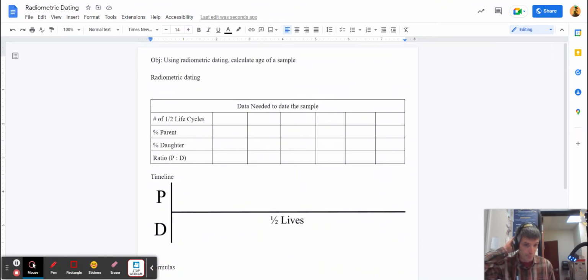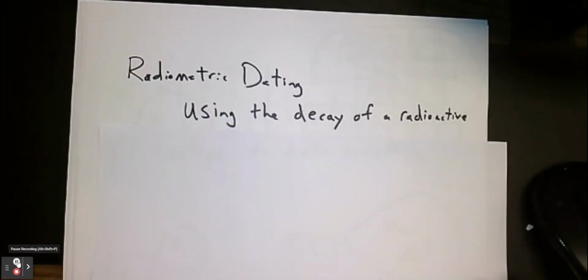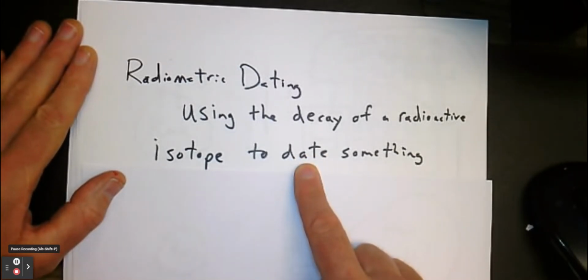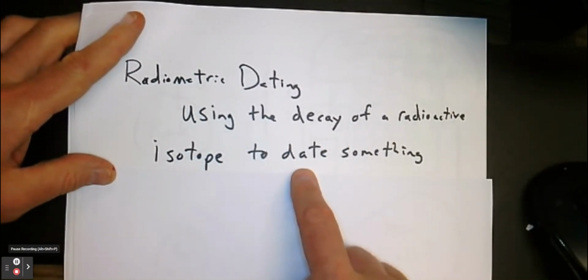So we're trying to figure out the age of a sample of something based upon radiometric dating. Radiometric dating is basically figuring out how old something is by figuring out some stuff about the decay that has gone on in the sample. Here's a definition. And by date, it means to figure out how old it is, using the decay of a radioactive isotope to date something.